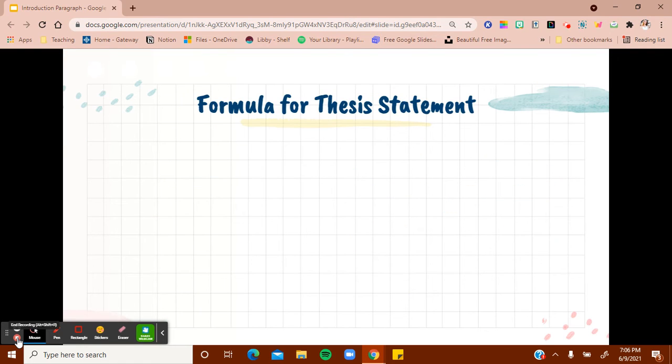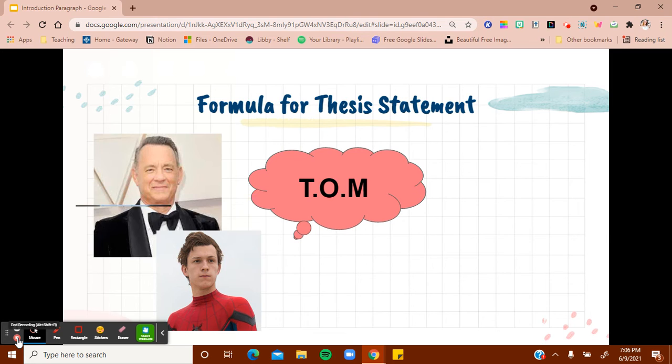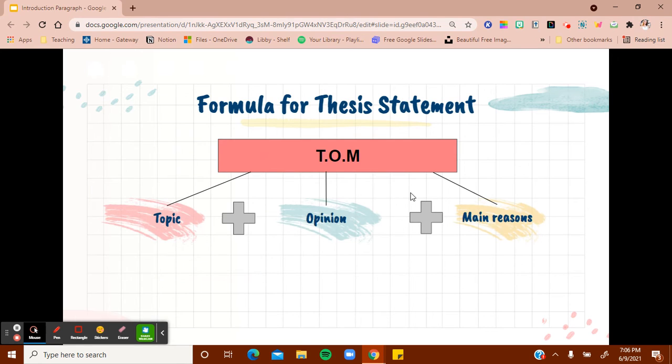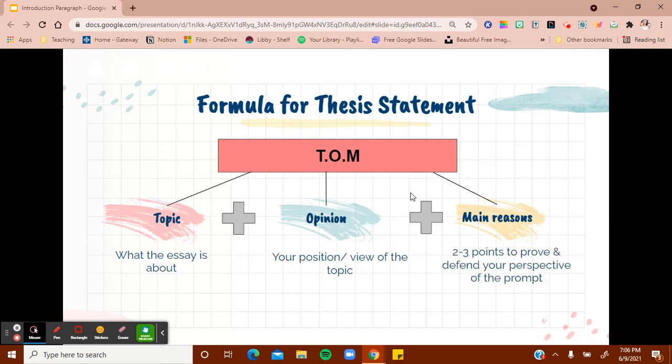There is a format we use for the thesis statement, and it's called TOM. So think of all these celebrities whose names start with the name Tom. TOM stands for topic, opinion, and main reasons. Topic is just talking about what the essay is all about. Your opinion, that is your position or view of the topic. And the main reasons, those are 2 or 3 points to prove and defend your perspective of the prompt.